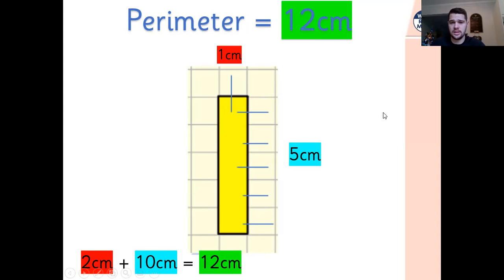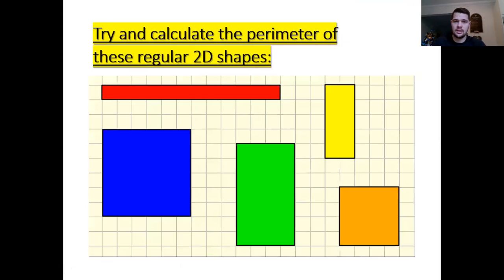See if you can do it using this shortcut method. If you're not feeling too confident, just put a neat line through all of the squares and then count up how many lines you have, and it will help you calculate the perimeter. Here are the shapes that I want you to try and do that for.